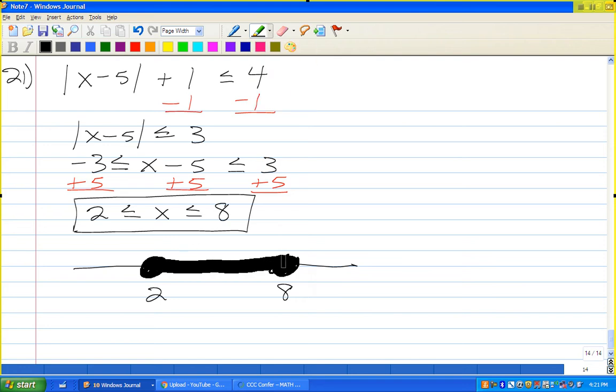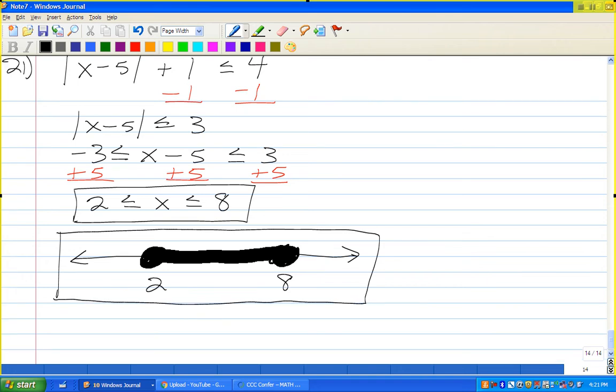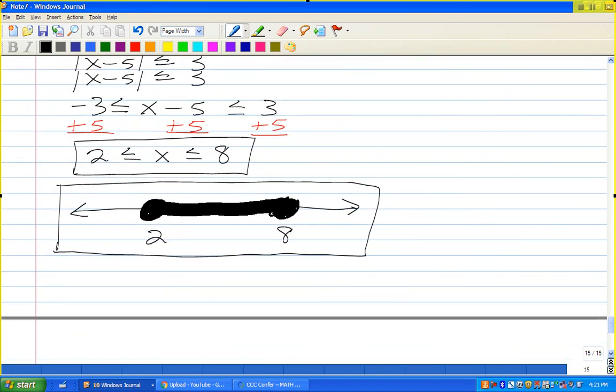And so since there's an equal sign in the inequality, it includes everything between 2 and 8, and it includes both the endpoints 2 and 8. Let me do problem number 22.